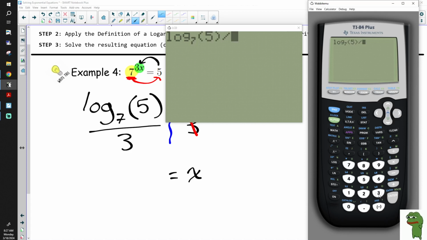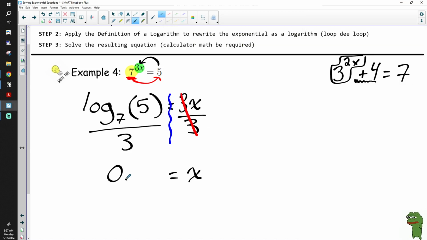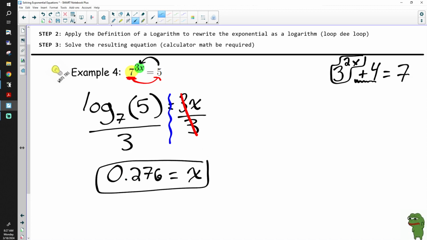3, divided by 3. Okay, I plugged in the entire left side of my equation because this is all going to be one number. There's no variables. So I'm allowed to plug it all in my calculator, and this is called evaluating, and I click enter. And what is x going to be about? 0.276. Perfect rounding. 0.276. That is the value of x. And we're done.